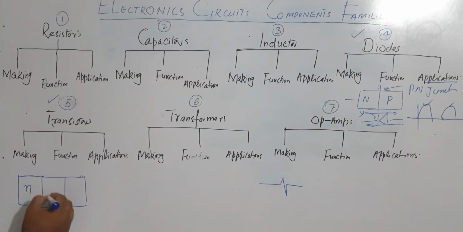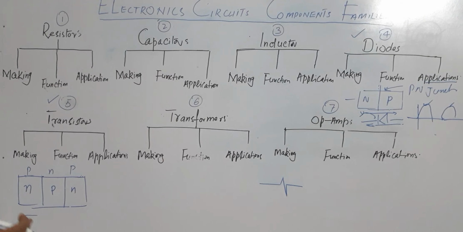One is the N-type material, and in the center we may have the P-type material and the N-type material. There is another type of transistor as well, in which we may have P-type here, N-type here and P-type here. So that is the BJT type of transistor. There are some other types of transistor like the MOSFETs.